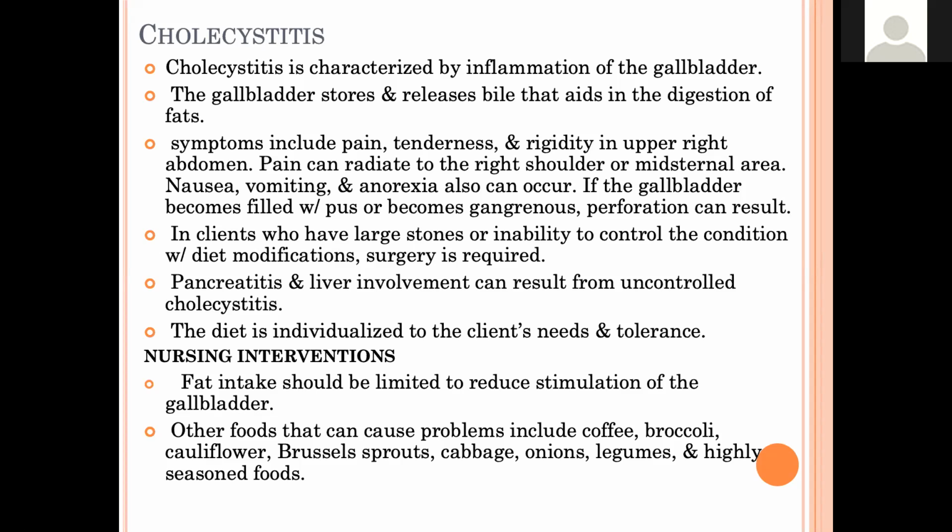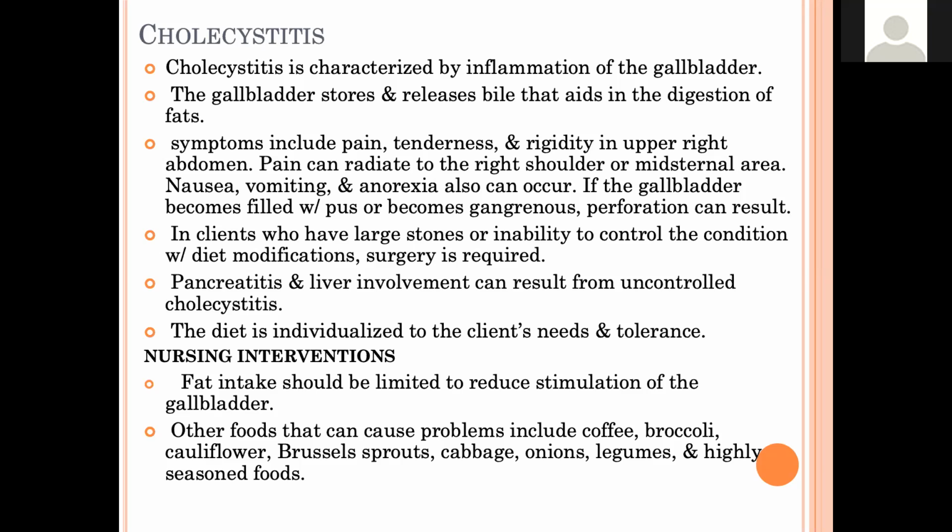So what do we see? We see pain and tenderness and rigidity in the upper right abdomen. Pain can radiate to the right shoulder or the mid-sternal area. Now you might say again, why there? And this is referred pain again. Nausea, vomiting, anorexia can happen. If the gallbladder becomes filled with pus or gets gangrenous, then it can puncture, right?